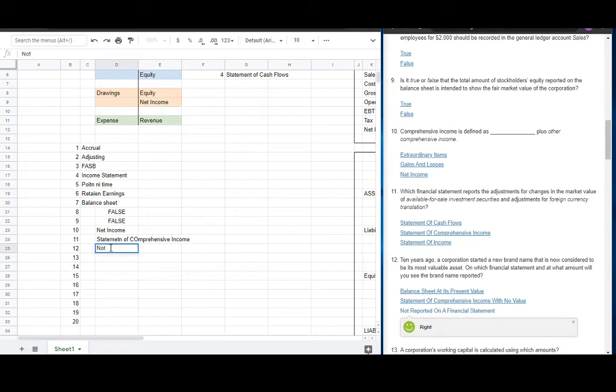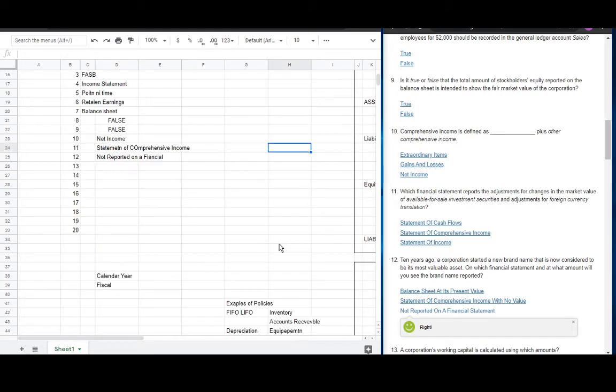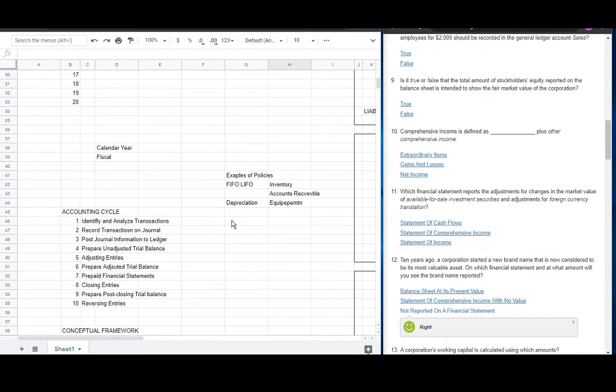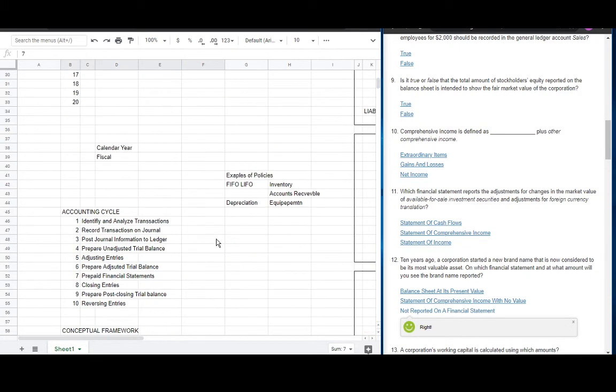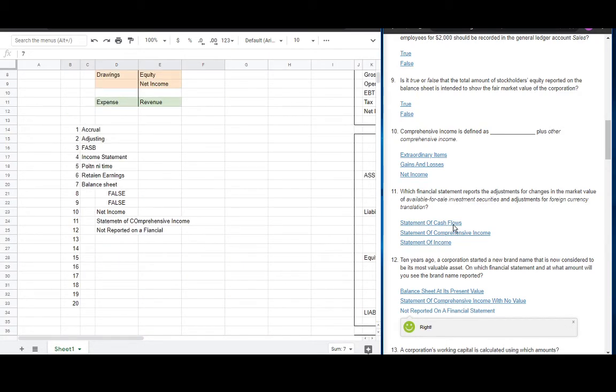Why? Because it has no value, or it has a value but it is subjective, di ba? It is subjected to bias. And under the conceptual framework, we follow the historical cost, and so we have a rule here that breaks this.